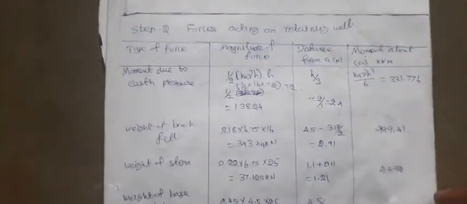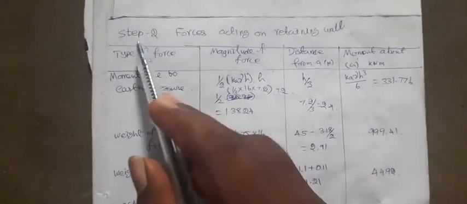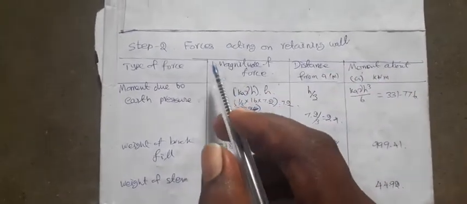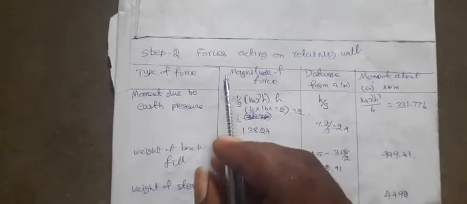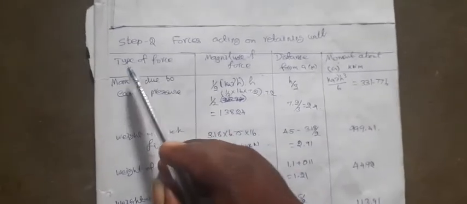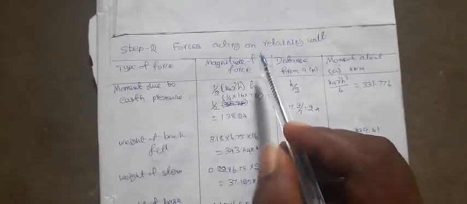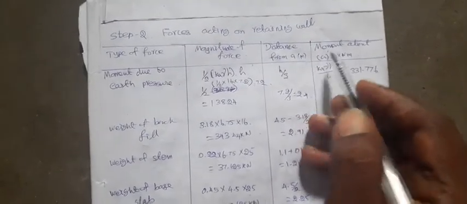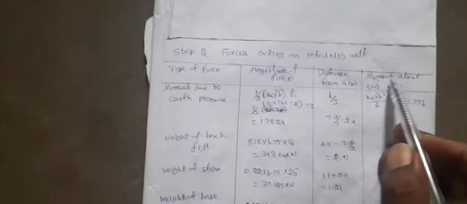So the next step is step 2, forces acting on retaining walls. What are the forces acting on a retaining wall? What are the forces we need to consider before design? So those are the types of force, then magnitudes of force, then distance from A in meter, then moment about A in kilonewton meter, because this is a counterweight retaining wall.